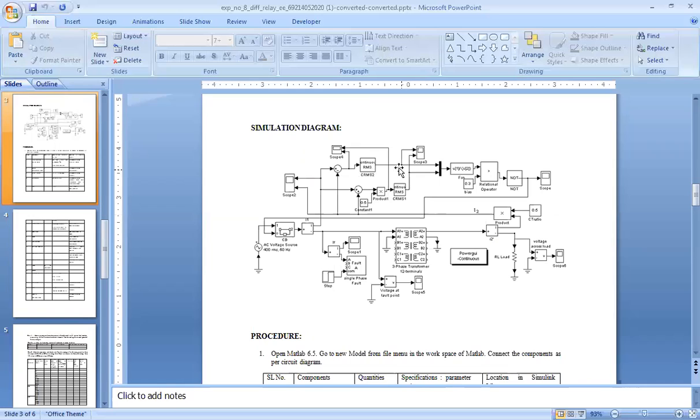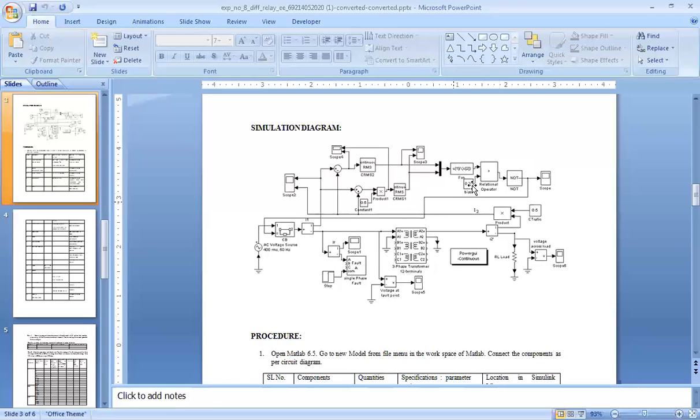Okay, so we are getting some value. Then we have to divide this by this. If it is seen that it is greater than this set value, then this will be 1 and this will be 0, and it will make the circuit breaker open. So no current will be flowing.